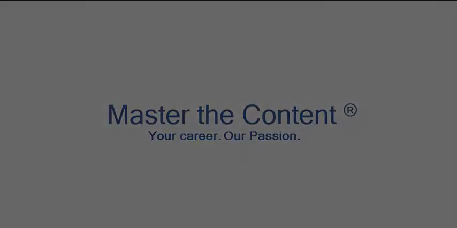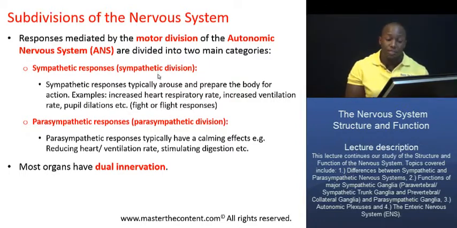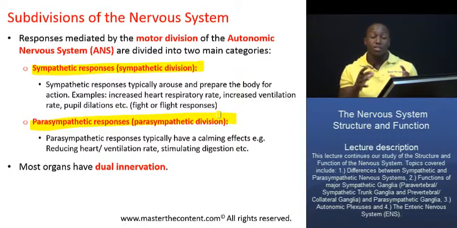Okay, so on this slide, we are going to further divide the ANS, the autonomic nervous system, into two main divisions. We're going to divide it into the sympathetic division, or the division that mediates sympathetic responses. And we are also going to divide it into the parasympathetic division, or the division that mediates parasympathetic responses. So these are the two main divisions of the motor division of the ANS, the autonomic nervous system, and they have what for the most part are very antagonistic effects.